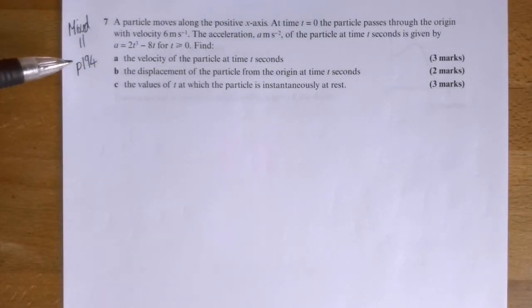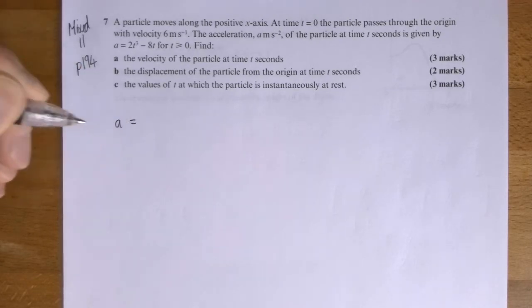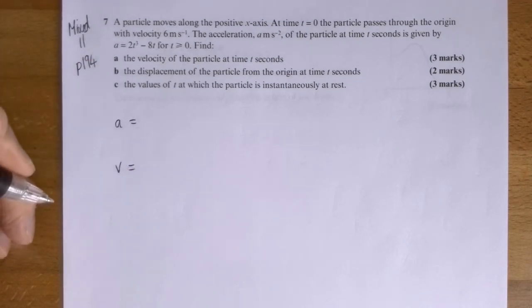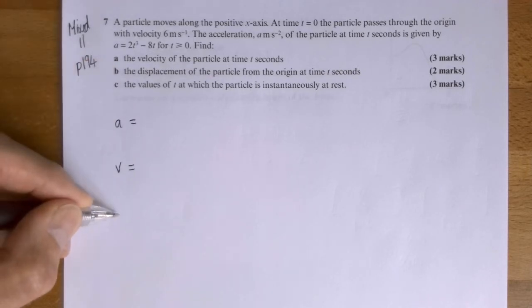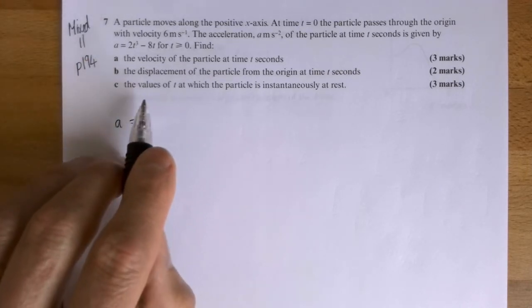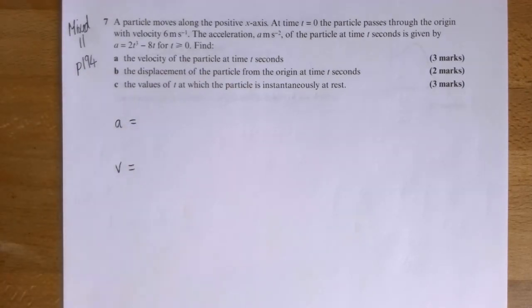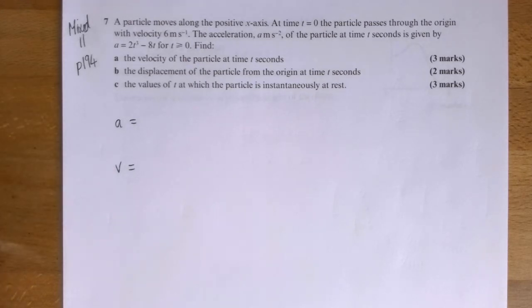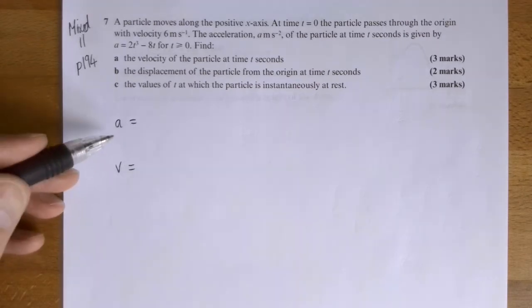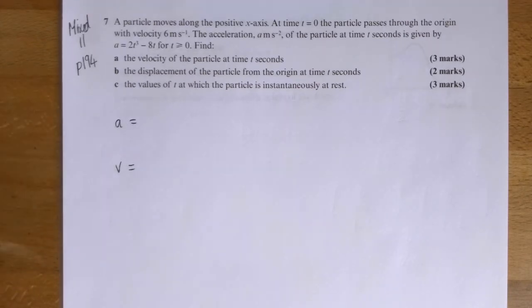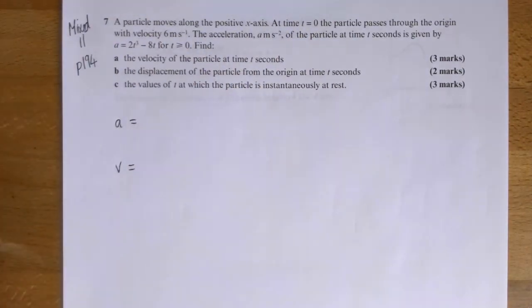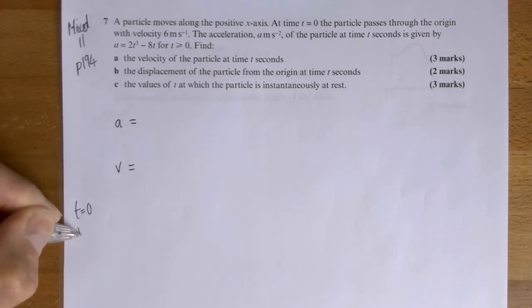Okay, another question from the mixed 11 exercise, question 7. Again, we're given an a equals formula, and we're asked to find a v equals formula, and then we're asked to find an s equals formula, and we're also asked about when it's instantaneously at rest, which you may remember is about when the velocity is 0. Are we given a pair of values to help us when we integrate this to get rid of the plus c? Well, we are. Look, at time t equals 0, the velocity is 6. So when t equals 0, v equals 6.